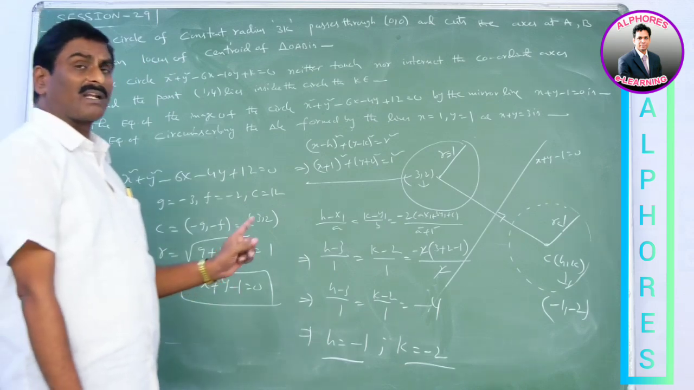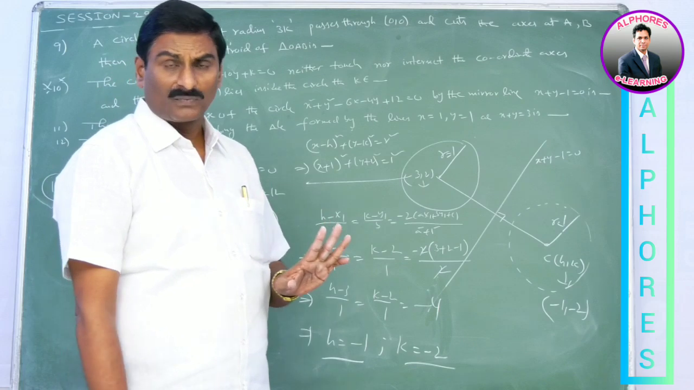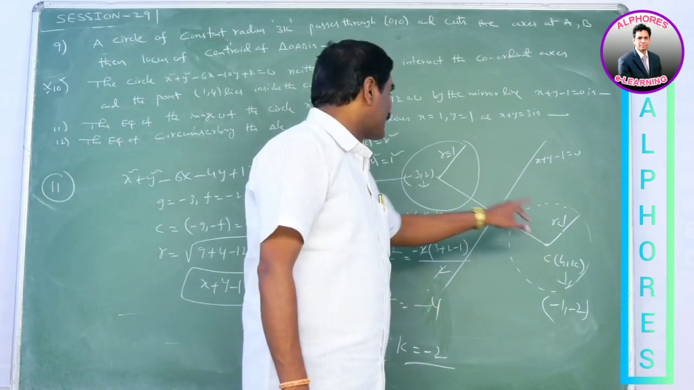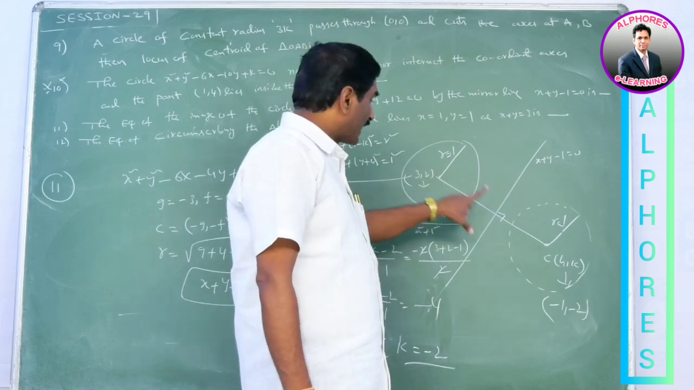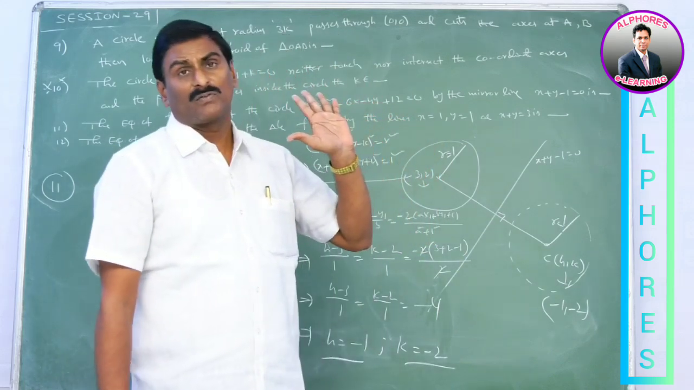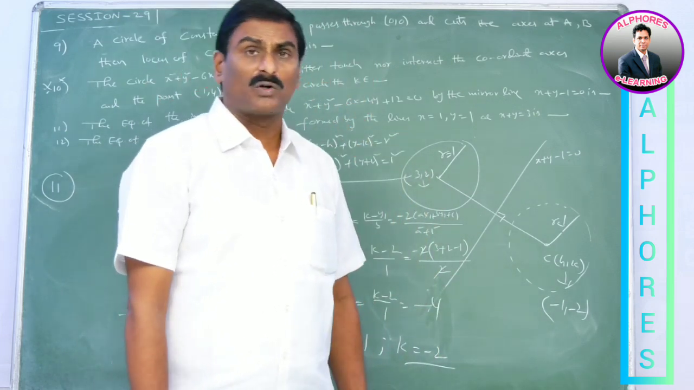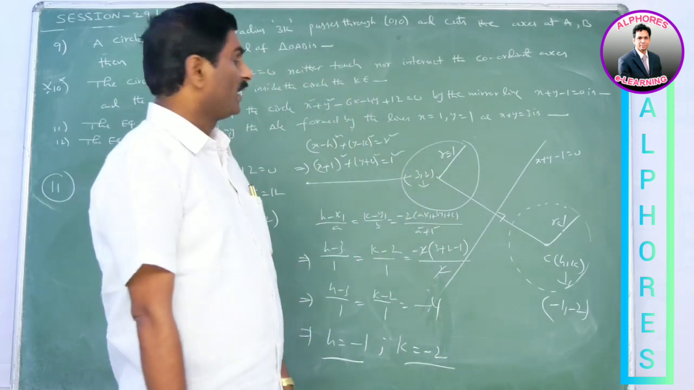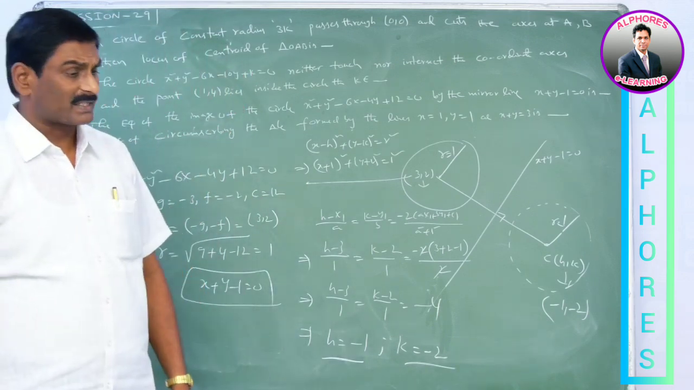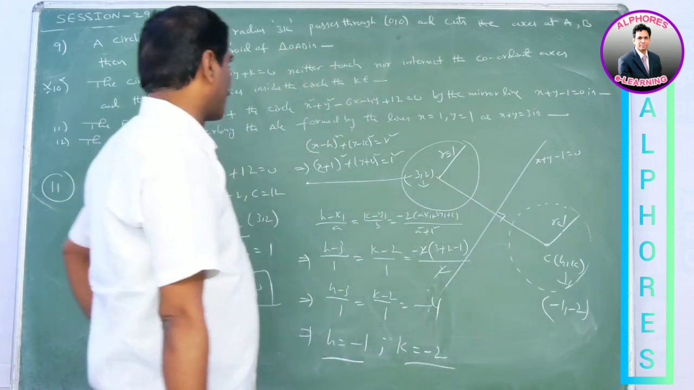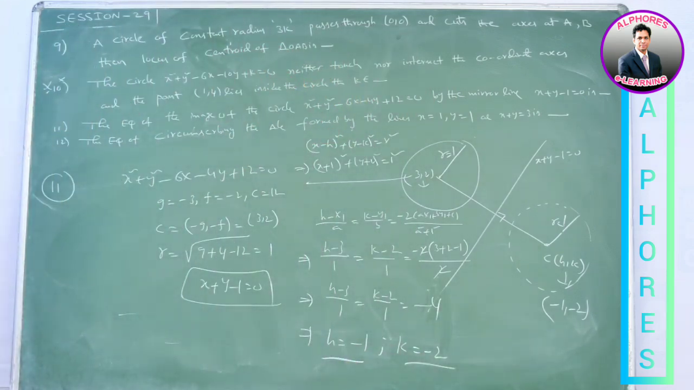The radius of the given circle is equal to the radius of the image circle. The center of the image circle is nothing but the image of the given circle's center with respect to the mirror line. For finding the image point, (h minus x1) by a is equal to (k minus y1) by b is equal to minus 2 of (ax1 plus by1 plus c) by (a square plus b square). By using that formula, we find the center of the image circle.